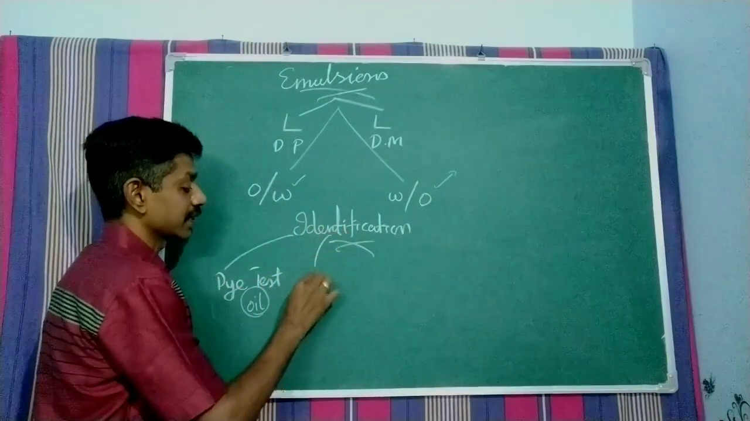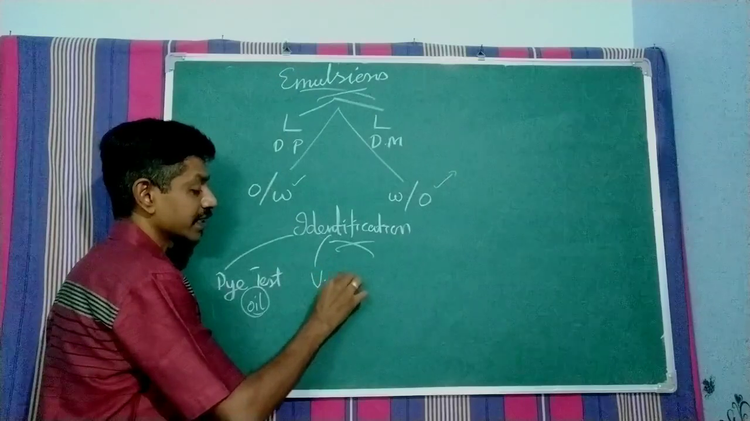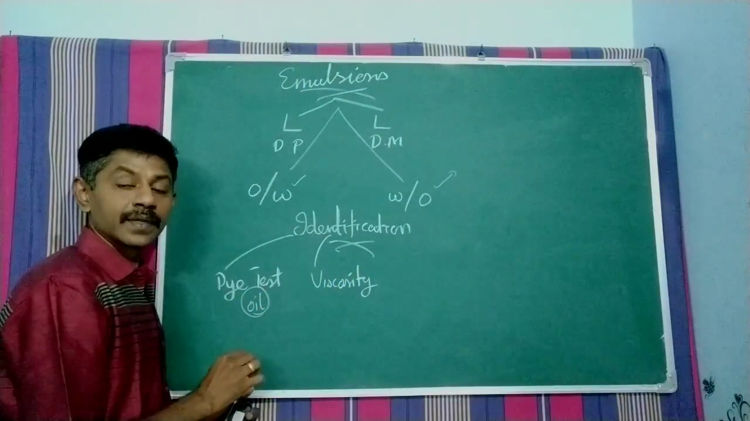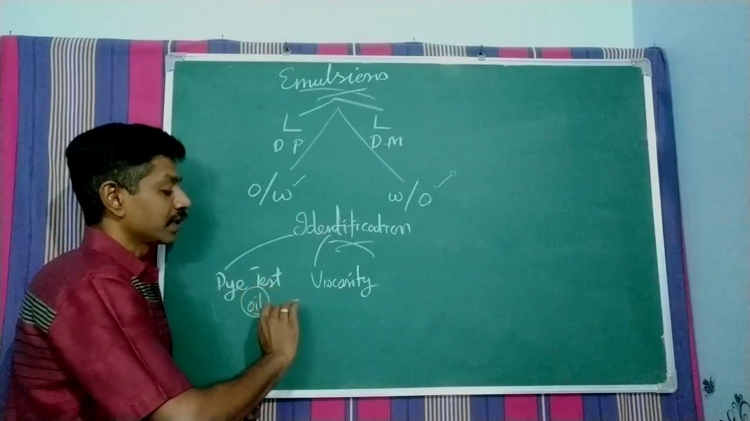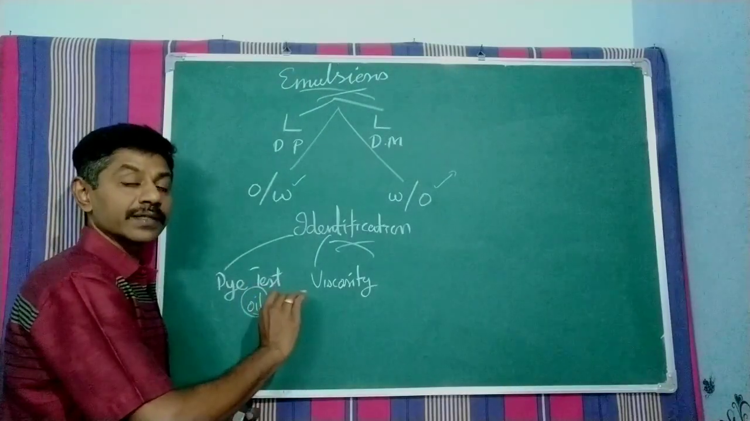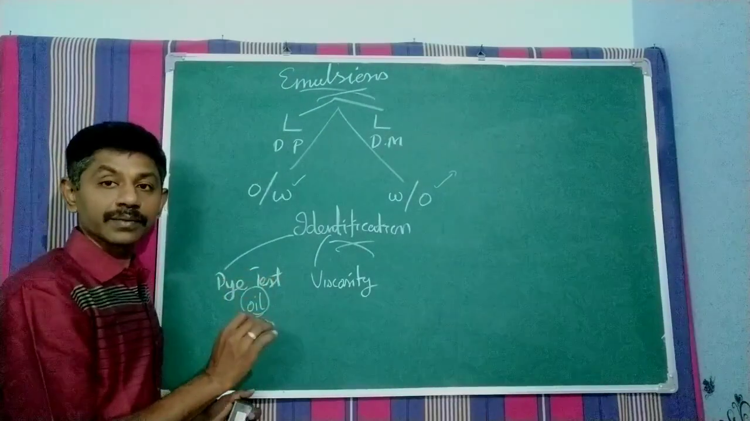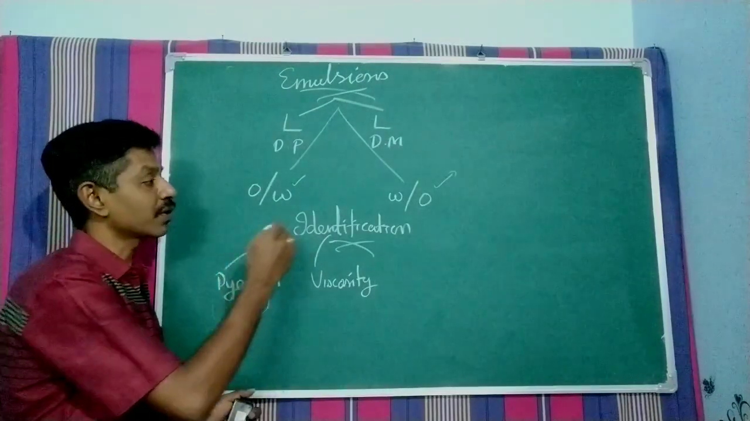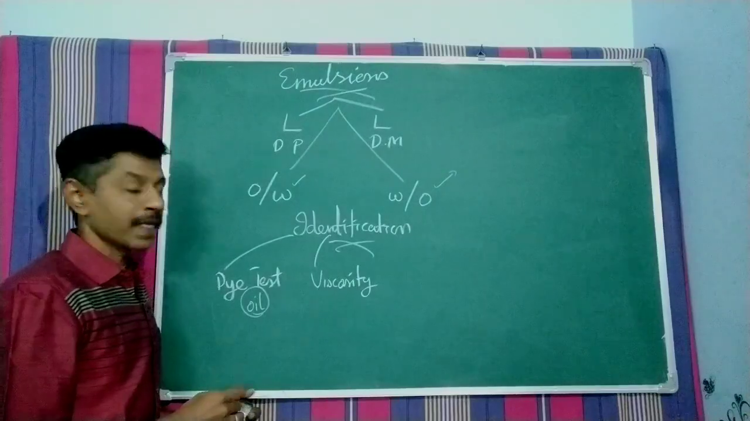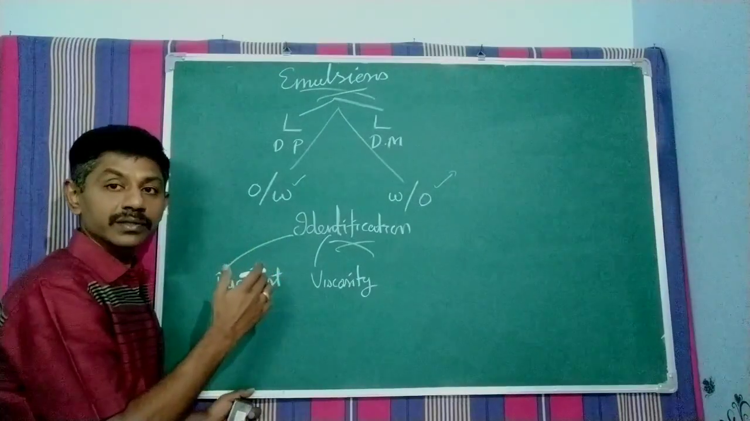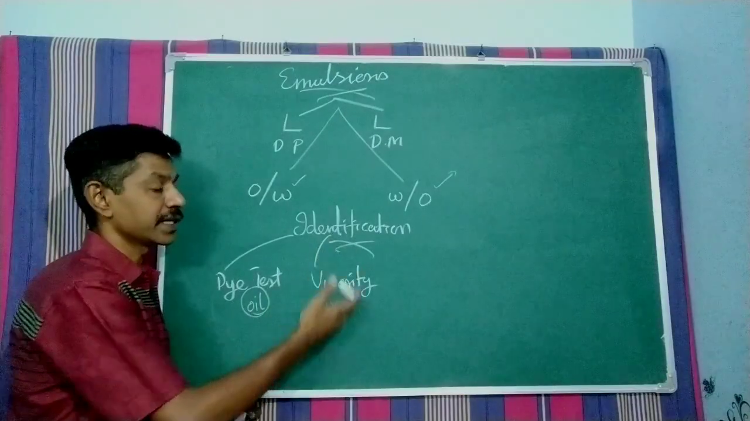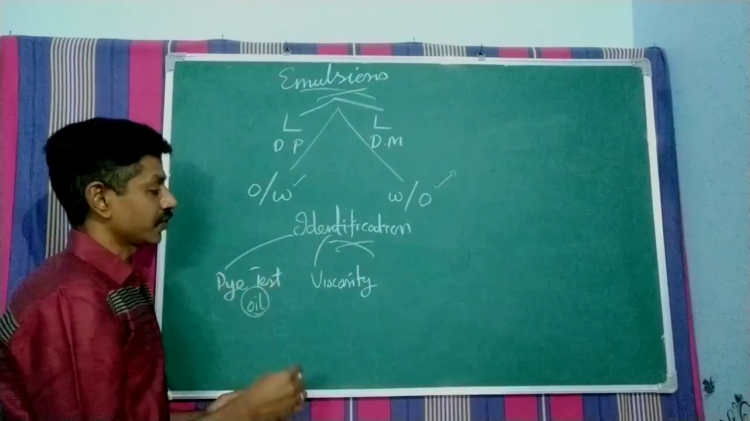Next method is the viscosity test. As you know, the viscosity test will give us whether in the particular emulsion the oil portion is more or the water portion is more. In the oil-rich emulsion, the viscous nature will be more. From that we can easily identify the nature.